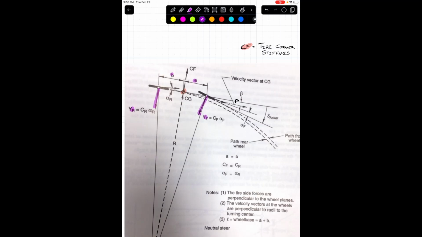Understeer would be the case where I'm sitting in the car and I turn the wheels like this, and the car just doesn't go in that direction, it just keeps going straight. That's classically known as understeer.